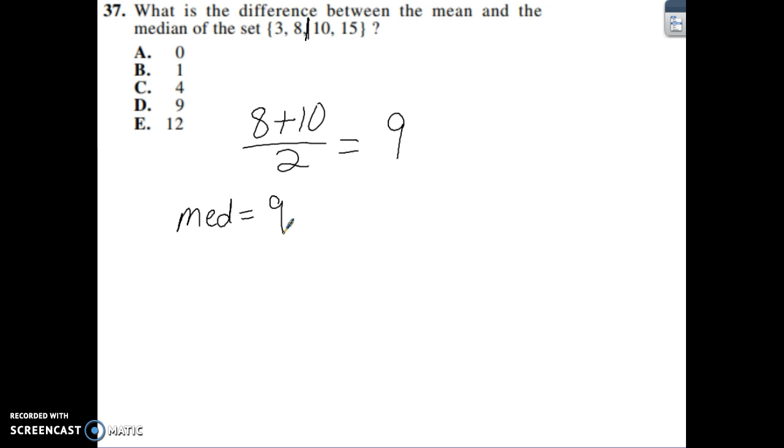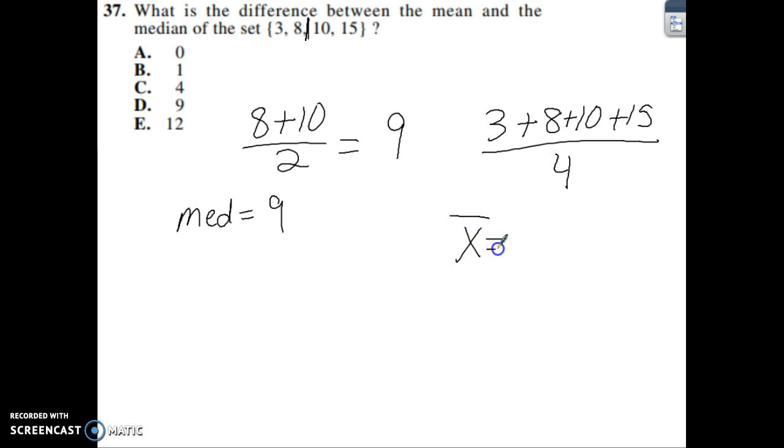Now it wants us to find the mean. The way we find the mean is that we add up all of our data points and then divide by the number of data points we have. So it's going to be 3 plus 8 plus 10 plus 15, all divided by 4 because that's the number of data points we have. We go to solve that and we get that our mean is 9.